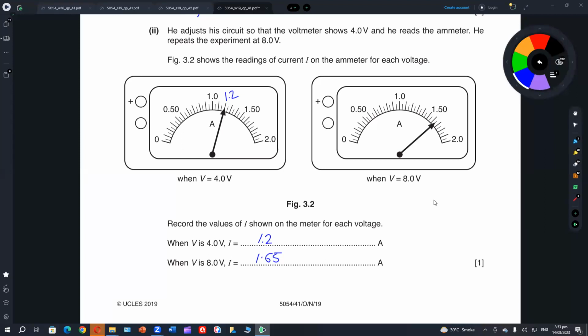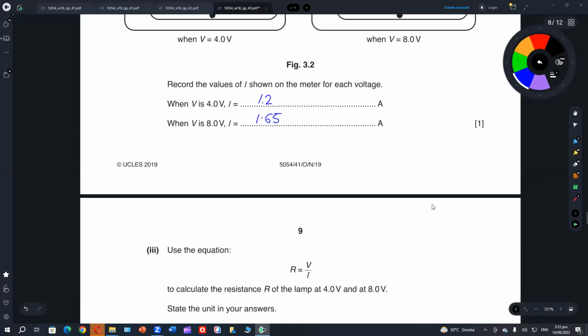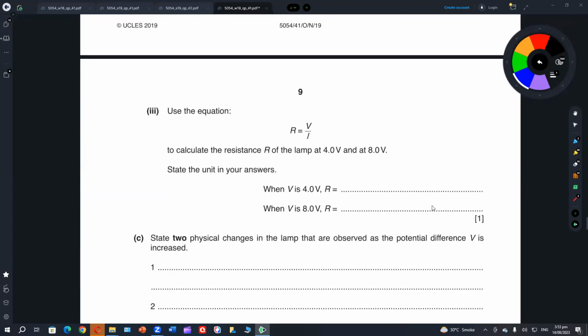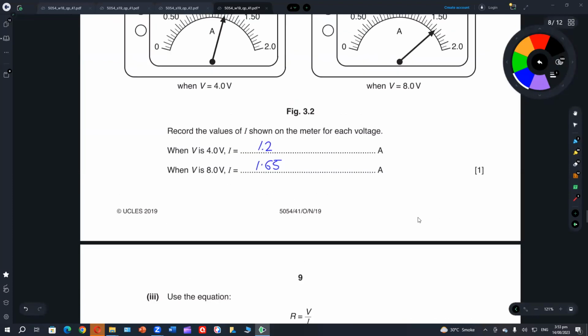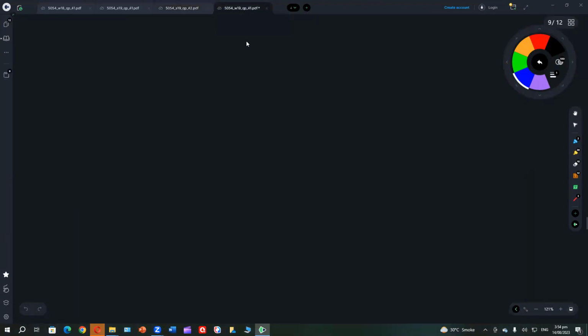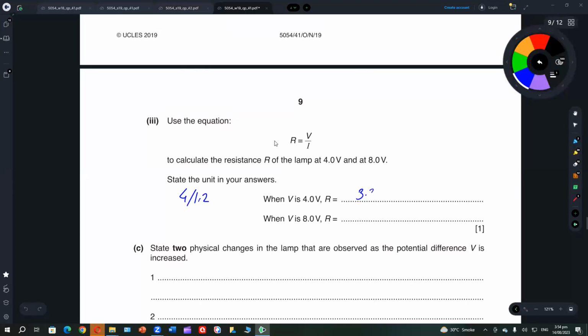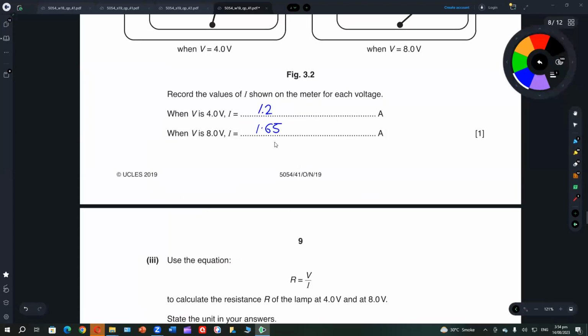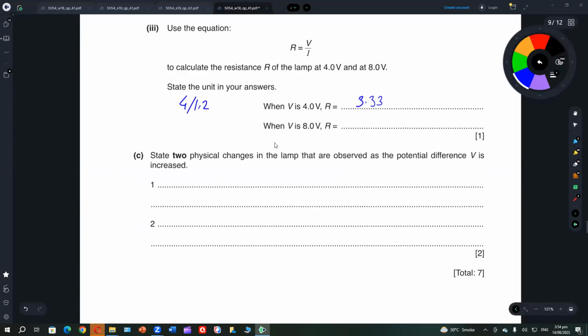Done. So now we have the values. Now use the equation. Yes, you have to repeat this trial 2 times. So 1.2 upon 4. For the first one, it's 3.33. And for the second one, it's 4.84. What about 1.65? 4.84.